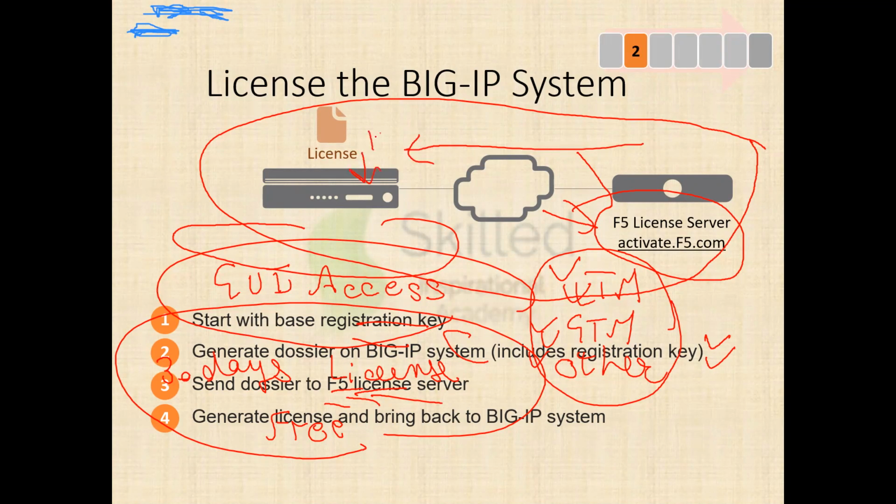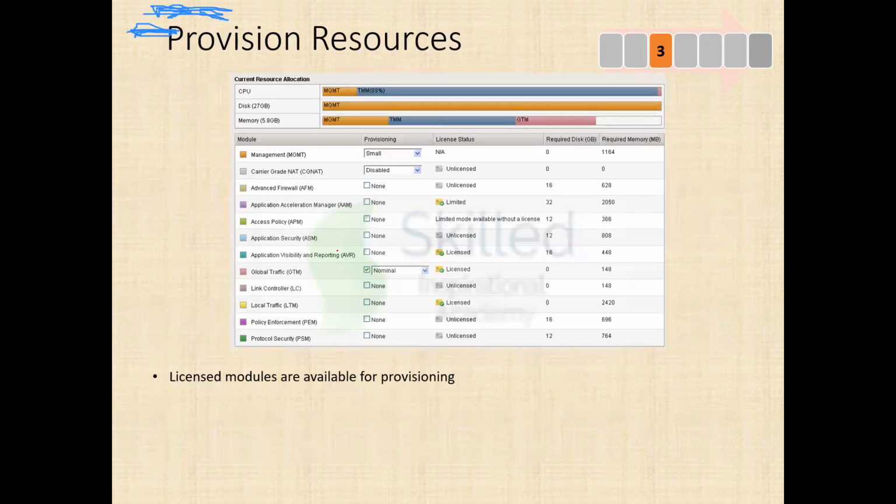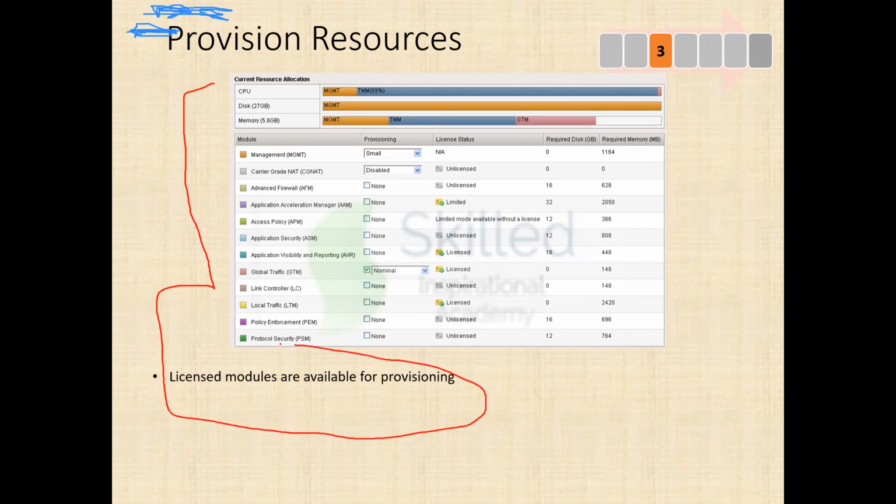You will get the license key, and then you can finish the licensing process. So with these 5 steps, you are good. It just takes 5 steps. That's it. You can do it either automatically, if your F5 has internet connectivity, or you can do the manual method. After licensing has been done, you will see all license modules which are available for provisioning.